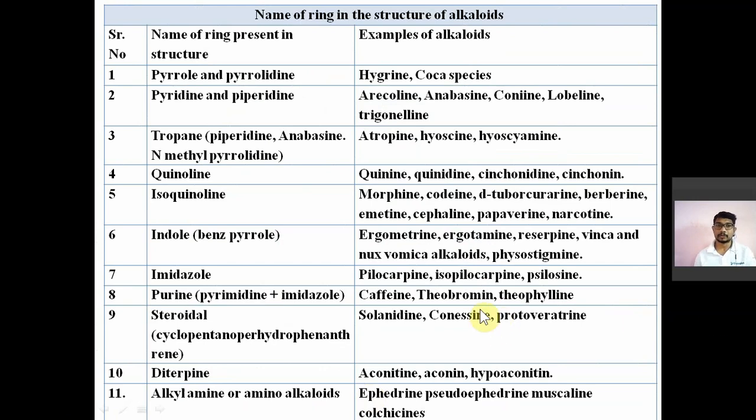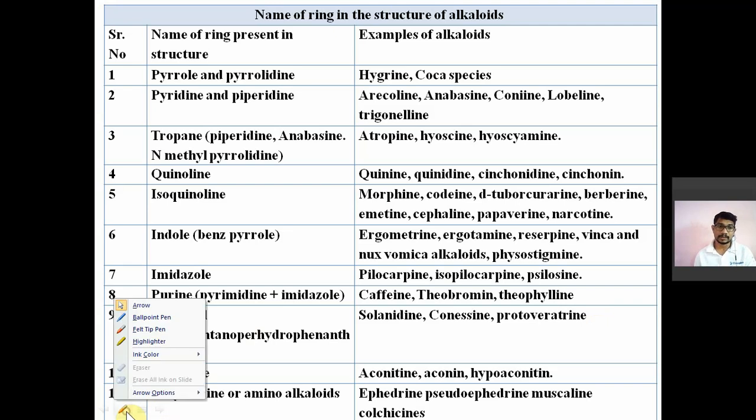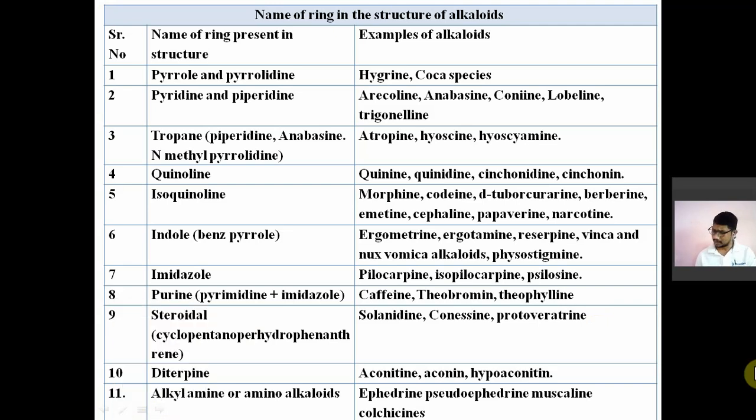So atropine consists of which ring type, or quinine consists of which ring, or papaverine consists of which ring. So again, I have summarized here the ring and its example of alkaloids. कौन से alkaloid में कौन सा ring होगा ये भी कभी कभी पूछ लेगा आपको. So for example ये देखो यहाँ पे मैंने first column में लिखा है name of a ring present in the structure. Second column में है आपका example.